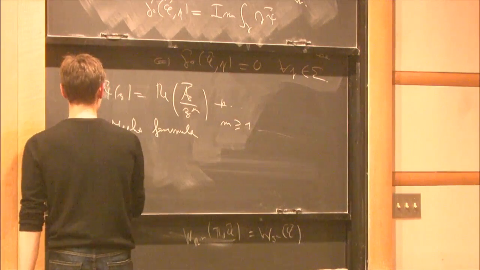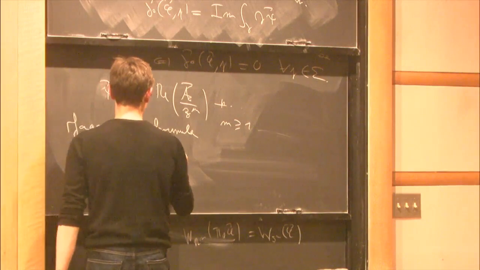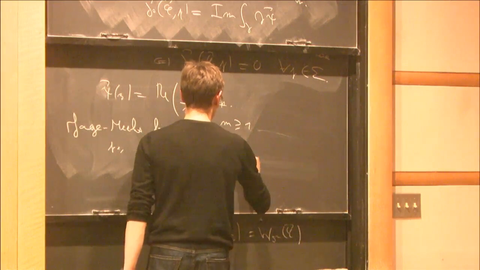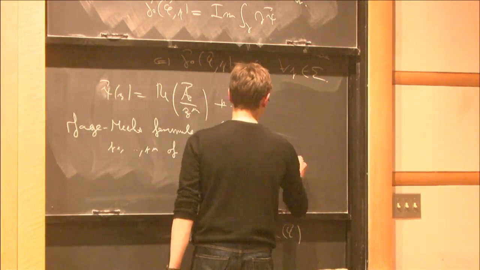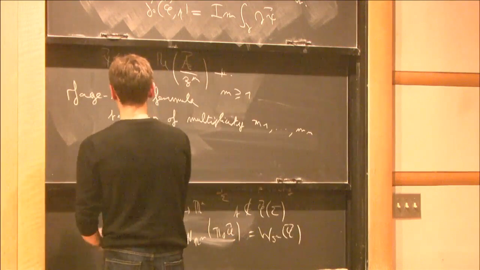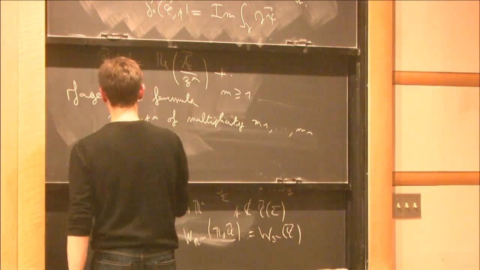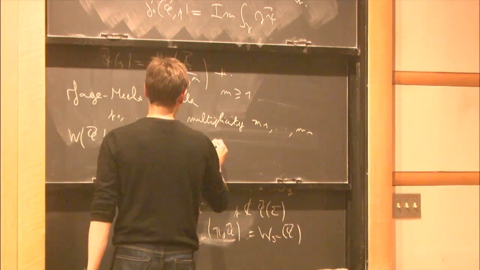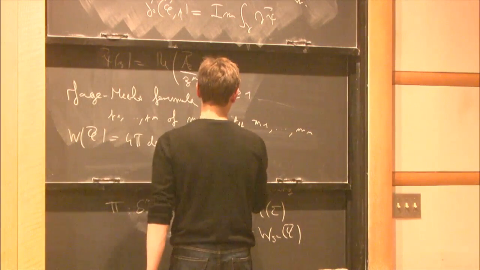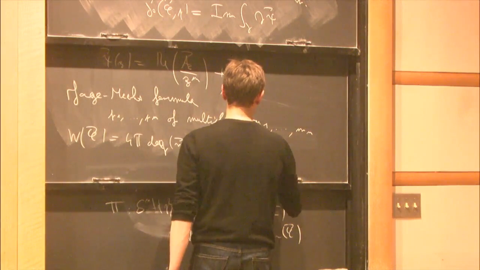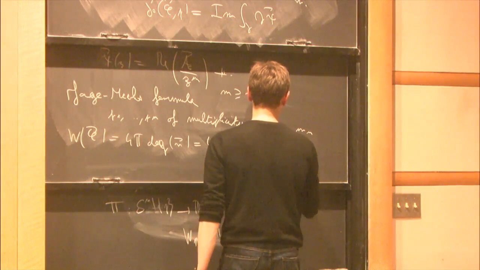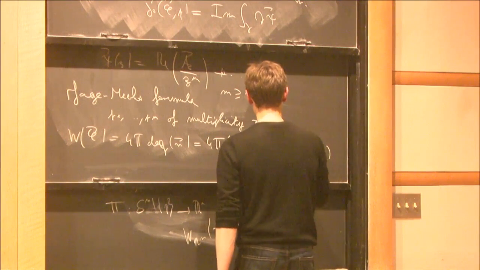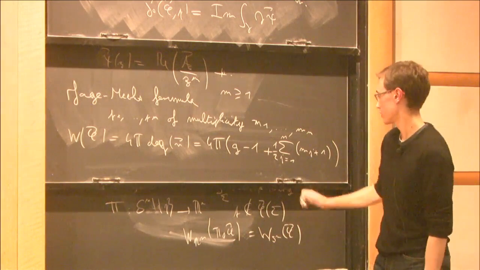So if you have points p1, ..., pn of multiplicity m1, ..., mn, then the Willmore energy is 4 pi times the degree of the Gauss map, which you can compute as something like, in general, genus minus 1 plus the sum of 1/2 of (nj plus 1). Right. So we can compute explicitly.